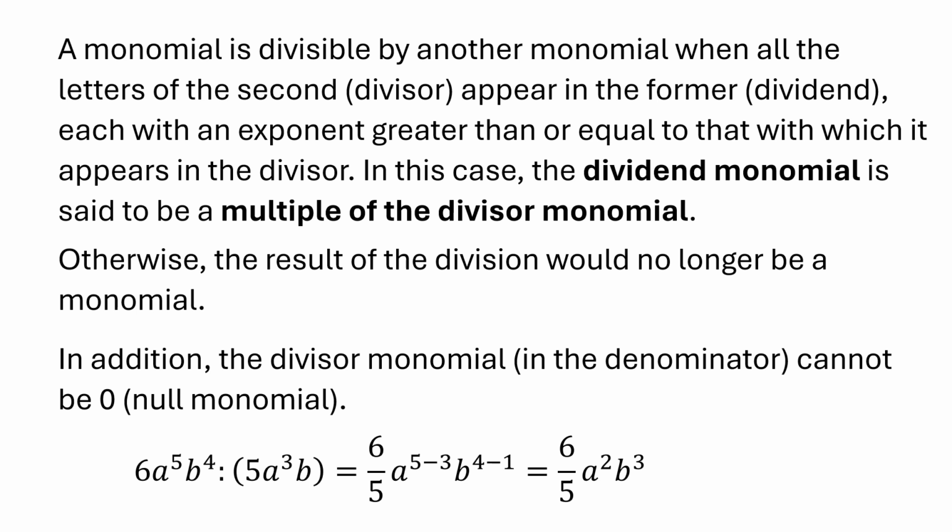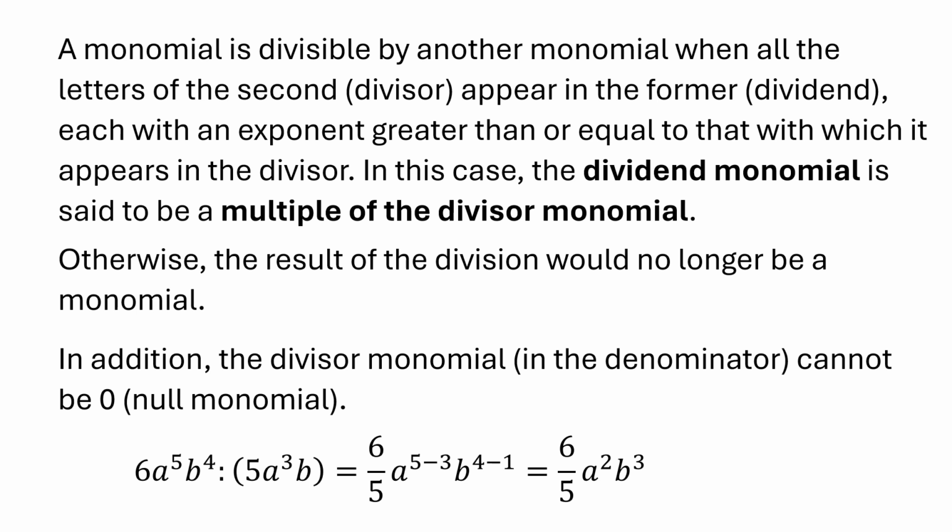Okay, if we don't have multiples, as we said in the definition, the result is not a monomial, okay? So we do not like that in this video. So, for example, 6a to the 5th b to the 4th divided by 5a cubed b. So we are going to divide the coefficients similar to what we did with multiplication. In multiplication we multiply the coefficients, here we divide the coefficients, and here, due to the property of exponents, of powers, we're going to subtract the powers.